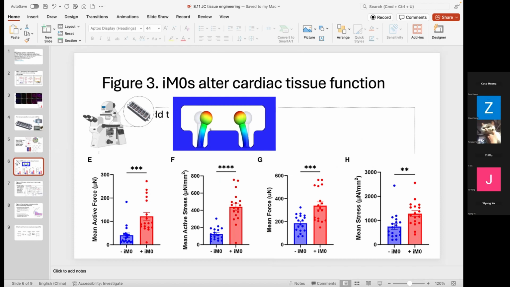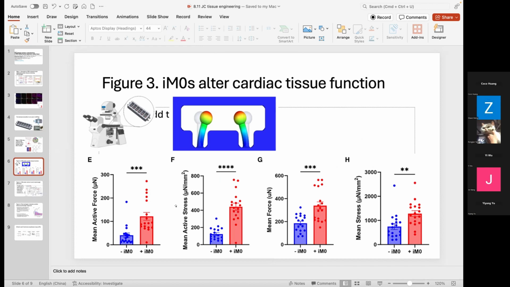And then we take videos of them, and we have a specially designed program that can capture how much the pillars deflect from their original position to measure how much force the cardiac tissue provides. So the program measures the force and gives us all the results. We get results for mean active force, mean active stress, mean force, and mean stress. And there are a lot more. These are just the more significant results.